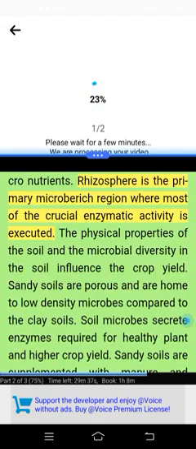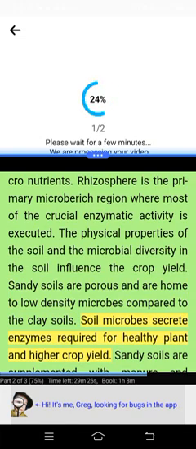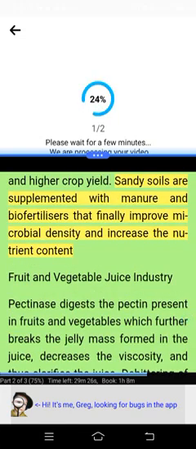Rhizosphere is the primary microbe region where most of the crucial enzymatic activity is executed. The physical properties of the soil and the microbial diversity in the soil influence the crop yield. Sandy soils are porous and are home to low-density microbes compared to the clay soils. Soil microbes secrete enzymes required for healthy plants and higher crop yield. Sandy soils are supplemented with manure and biofertilizers that finally improve microbial density and increase the nutrient content.